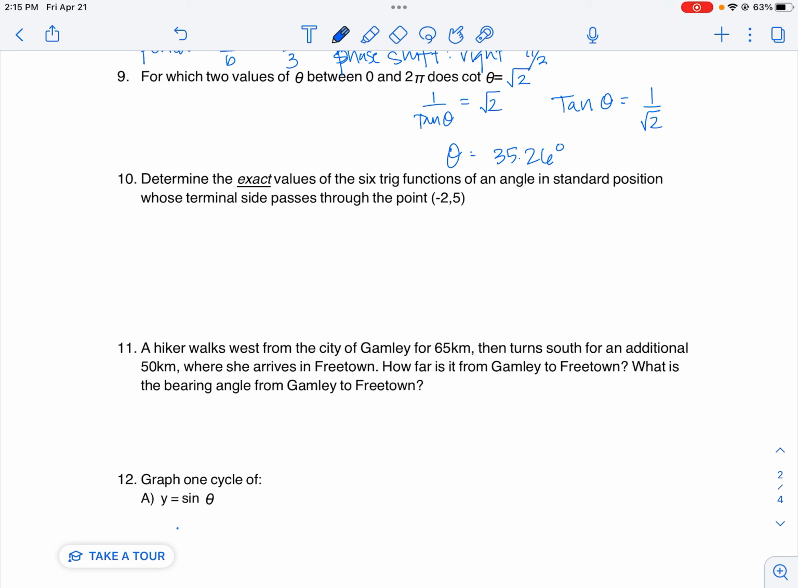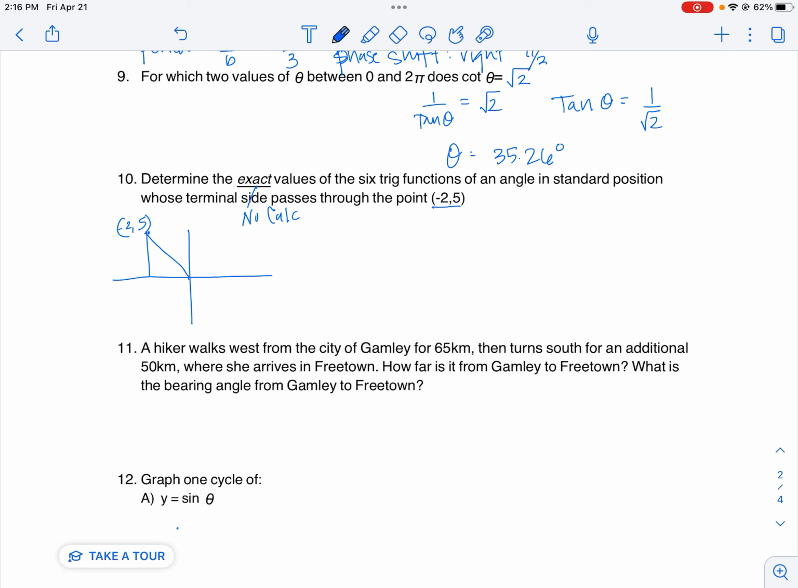Okay, and number 10, here's one of these questions that asks for the exact values. That means no calculator, because I'm going to want fractions or answers in terms of pi. Of the 6 trig functions of an angle, in this case it's going to be fractions because I don't give you a value of pi, of an angle that's in standard position, that means theta's vertex is at the origin, whose terminal side passes through this point. So -2, 5 is up here. The terminal side, meaning that's the end of the rotation, is right there at -2, 5.